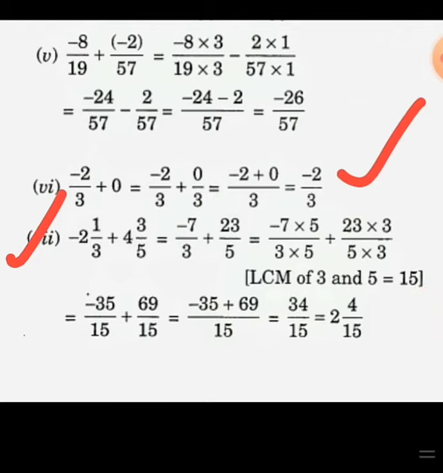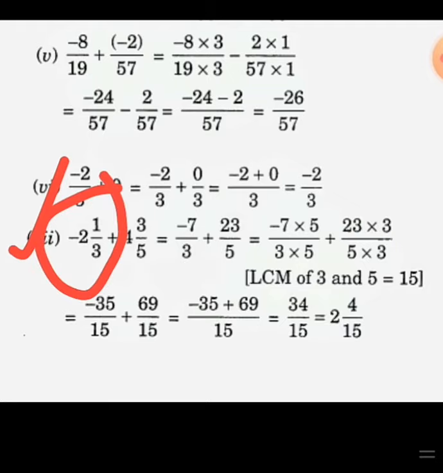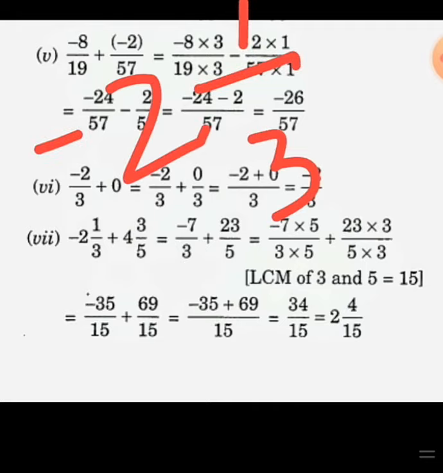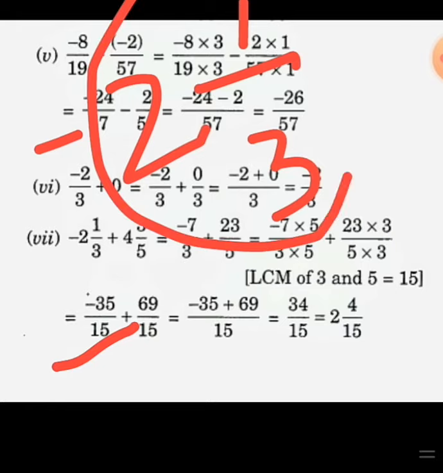Now the seventh one. In the seventh one, the first fraction and the second fraction both are mixed fractions. So first of all, we will convert the mixed fraction into an improper fraction. First step is we have to convert mixed fraction into improper fraction. Now also the first part is negative. So the minus sign is given to you. So you have to be careful. It is minus 2 integer 1 upon 3. So minus you keep as it is. Okay, and now you convert this part.